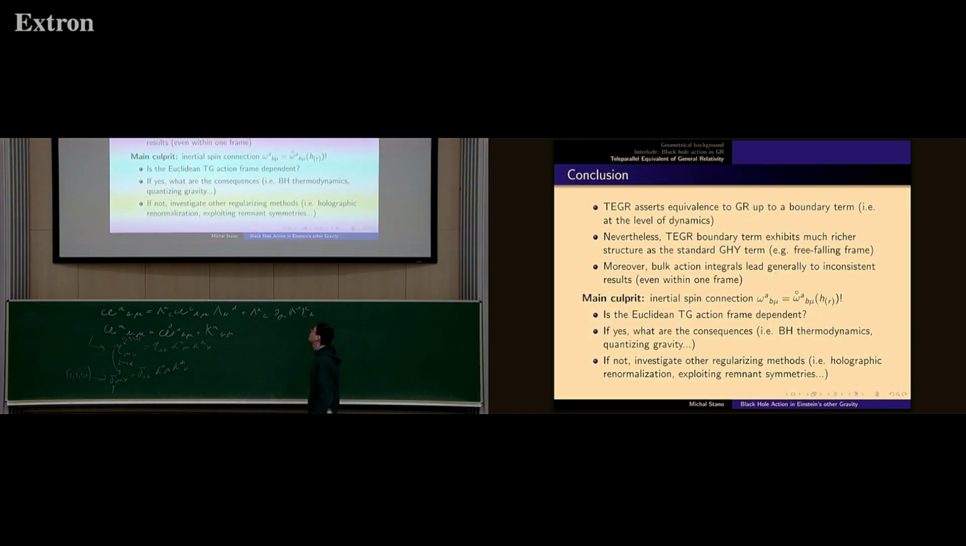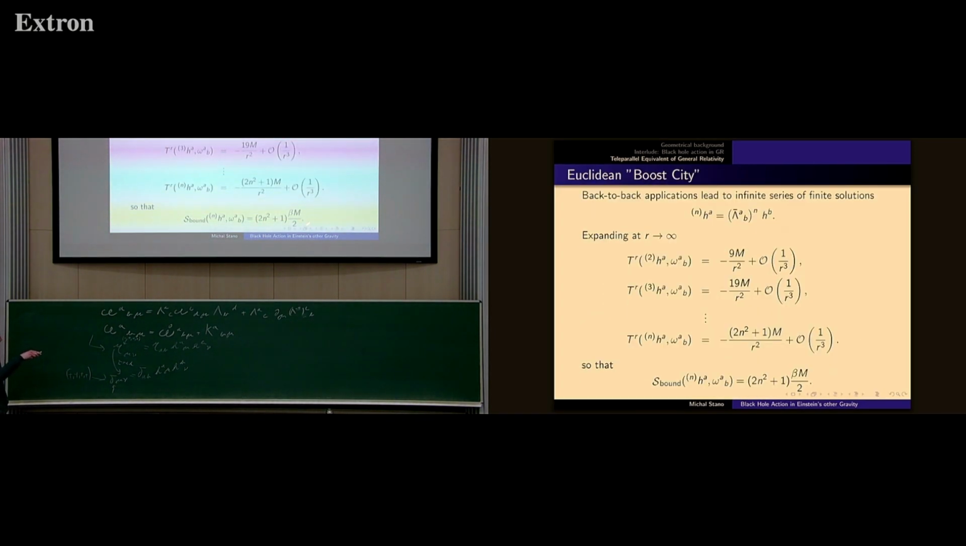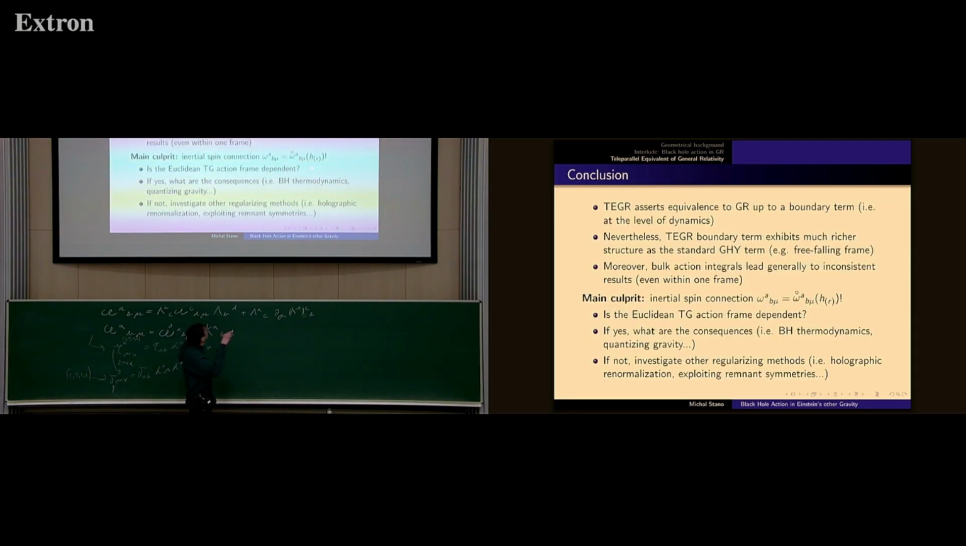Okay, so what to make of all of these results? Well, we can ask the question whether the Euclidean teleparallel action is indeed frame independent or dependent. Depending on the answer, if we take these results, this infinite tower of values for the black hole action, to be correct, then we need to somehow specify what the black hole thermodynamics is now.